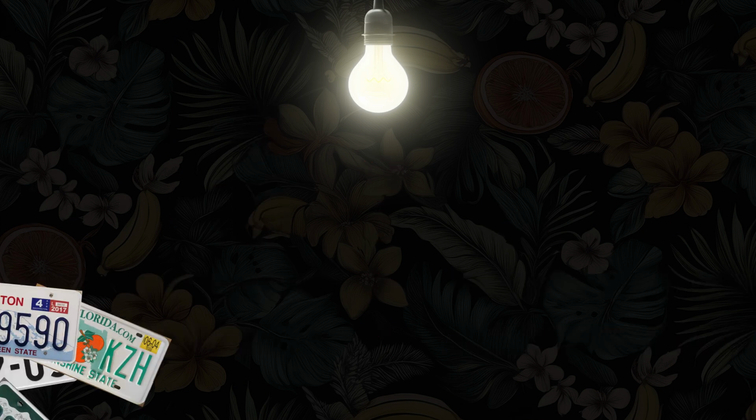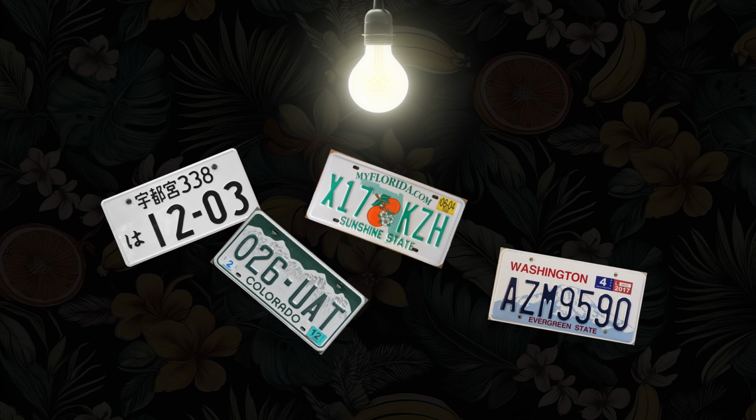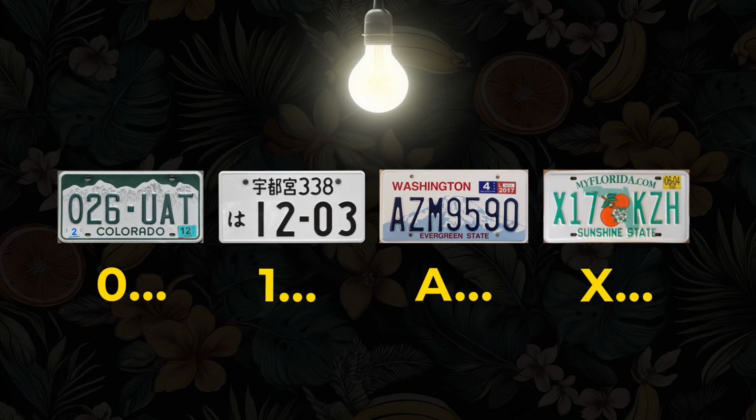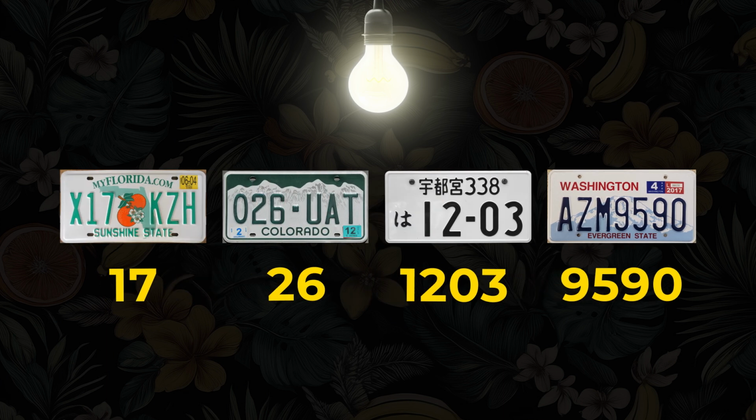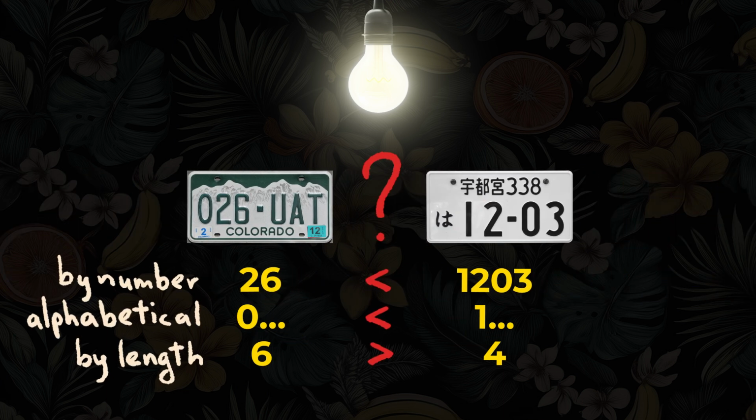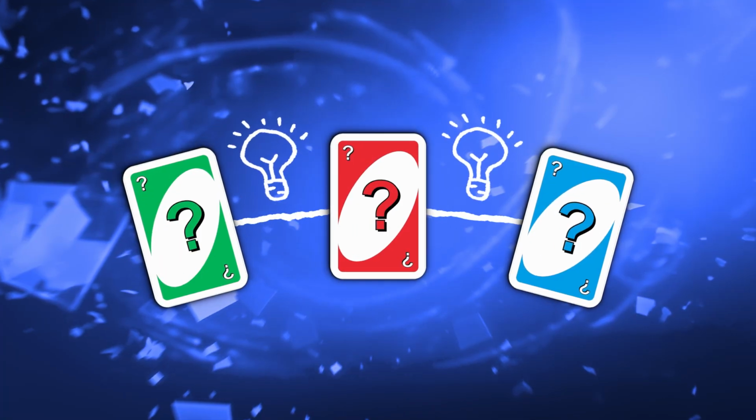The same goes for number plates or street names. You can sort by length, alphabetical order, or numbers in them. Every relation is valid and can exist in the real world. But let's return to our Uno game. We need a relation to sort, so let's invent one.